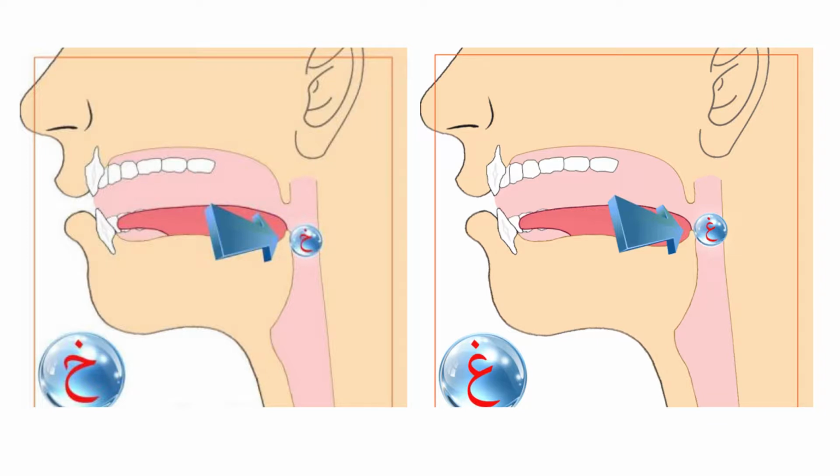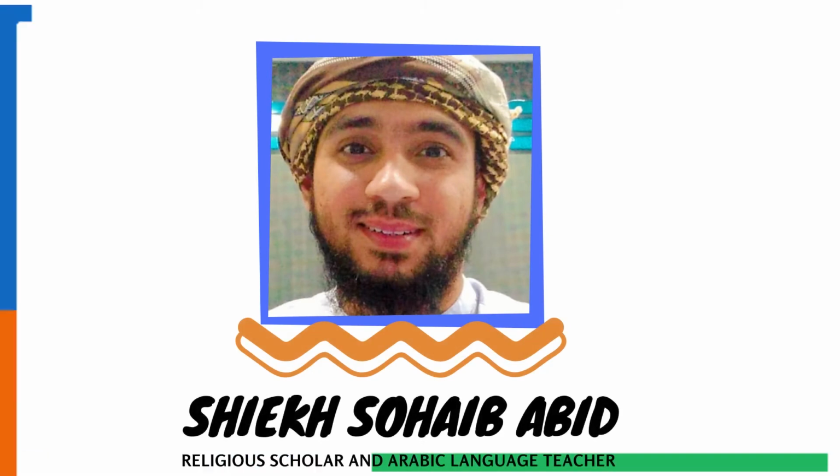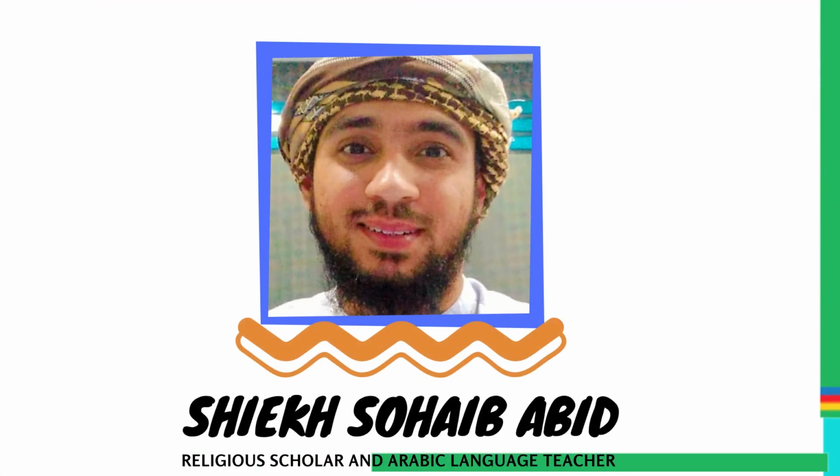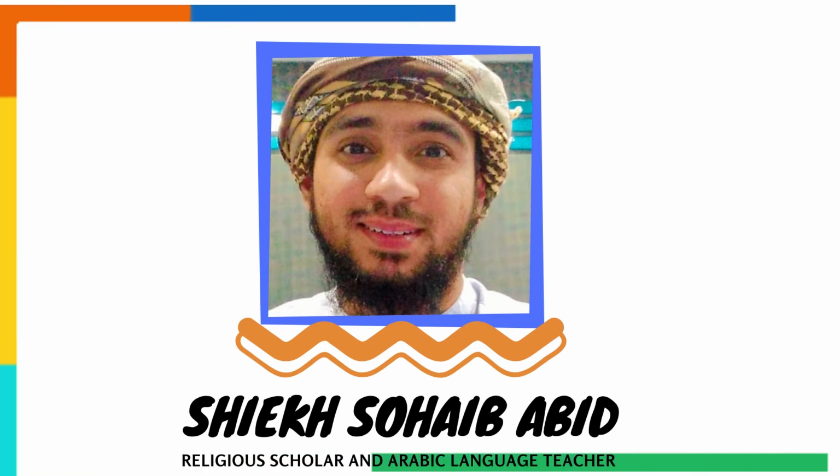kha, ghain. And remember, we learned last time Ha and Ain. In Ha and Ain, the point of pronunciation was the middle of our throat, and this one is the top of our throat, right? For Ghain and Kha. So I hope you got this, and inshallah ta'ala, we will discuss more letters in the next video.